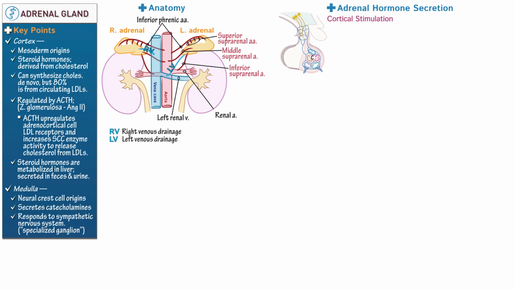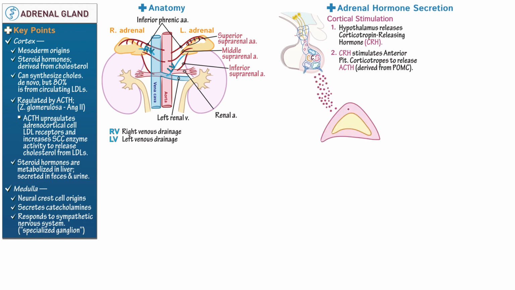Now return to the hypothalamus and indicate that it secretes corticotropin-releasing hormone, CRH, into the neurosecretory cells. When it reaches the anterior pituitary, CRH stimulates corticotropin release of ACTH, which then travels in the blood to the adrenal cortex. Show that in response to ACTH, the adrenal cortex releases cortisol and androgens.